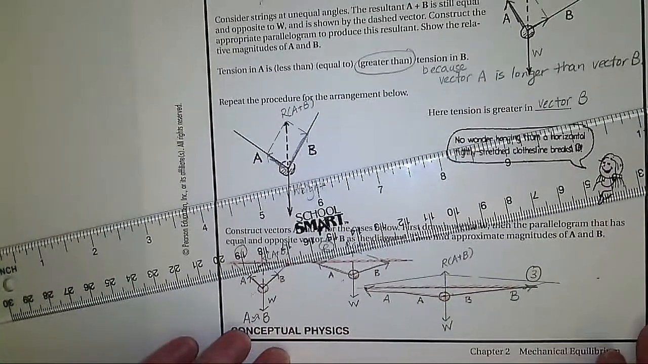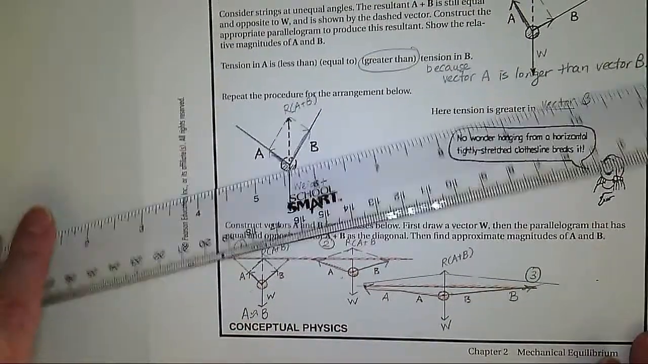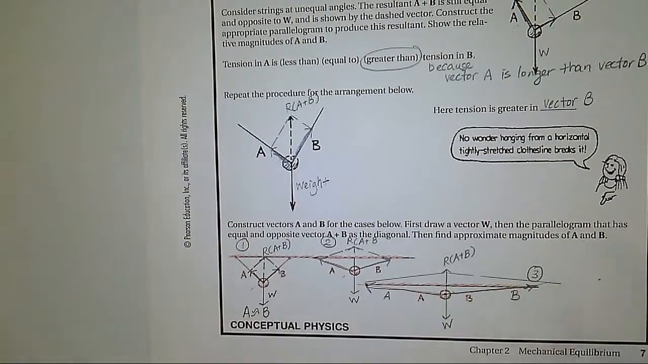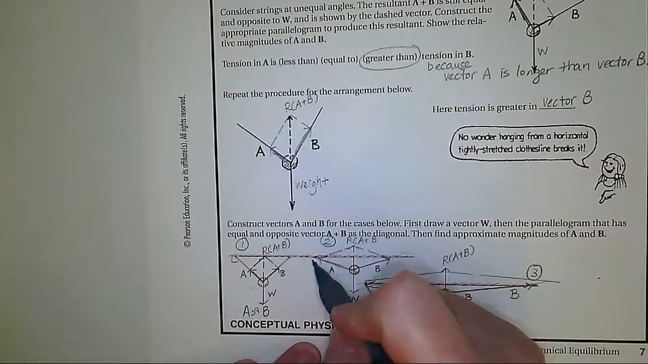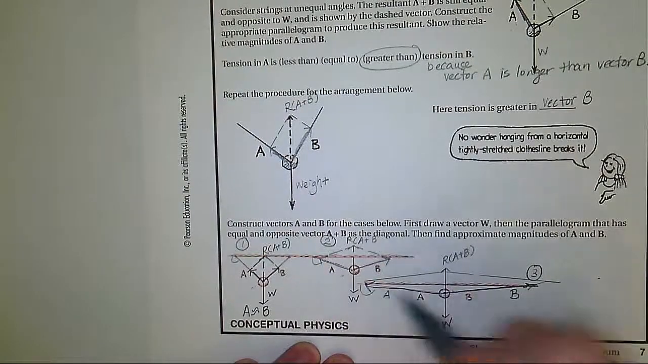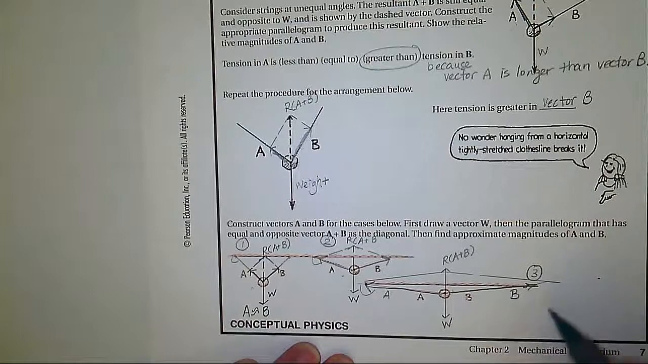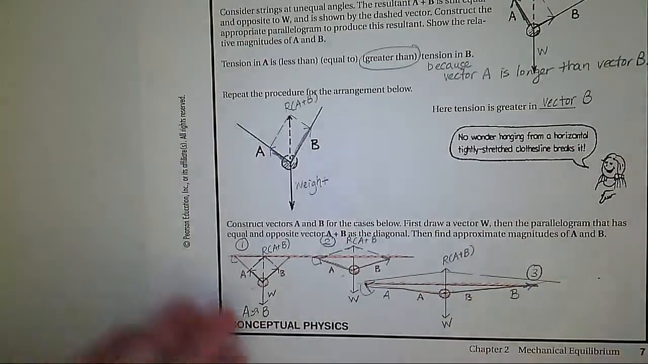Remember when we did the notes the other day, or I think it might have even been just yesterday, we talked about that as this angle here gets bigger and bigger, what happens to the tension in my ropes? It goes up, right? So this bigger angle, we have more tension in the rope.